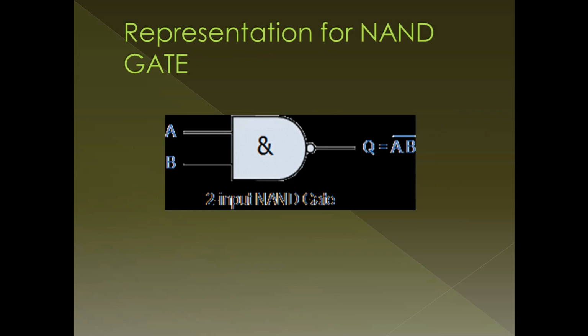Now, this is the digital representation of NAND gate. We supply two inputs to a NAND gate, that is AND followed by inverter gate. We get the output Q is equal to A into B whole dash.